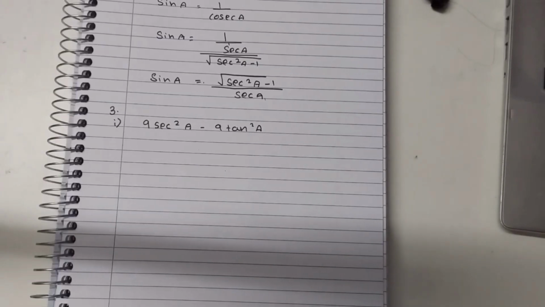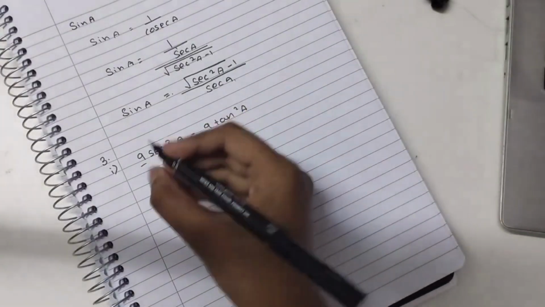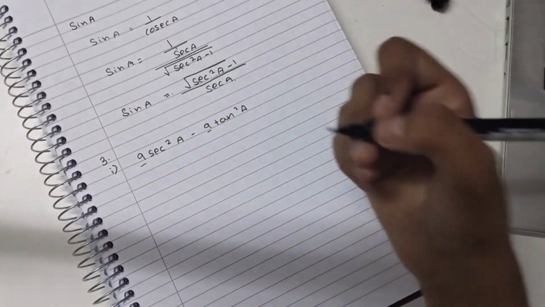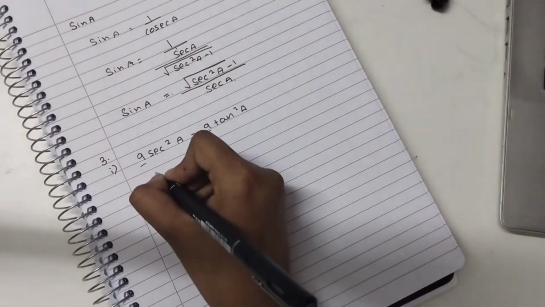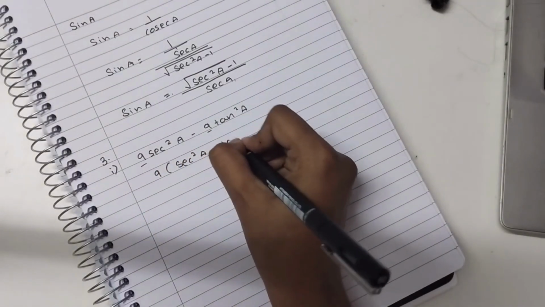In the third question, they're asking us to choose the correct option and justify our choice. So in the first question, they've given 9 secant square A minus 9 tan square A, and we need to prove whether it's equal to 1, 9, 8, or 0. So first we will notice that the term 9 is common for both of the terms. So that implies that we can take 9 commonly outside. So on the inside, we will be left with secant square A minus tan square A.